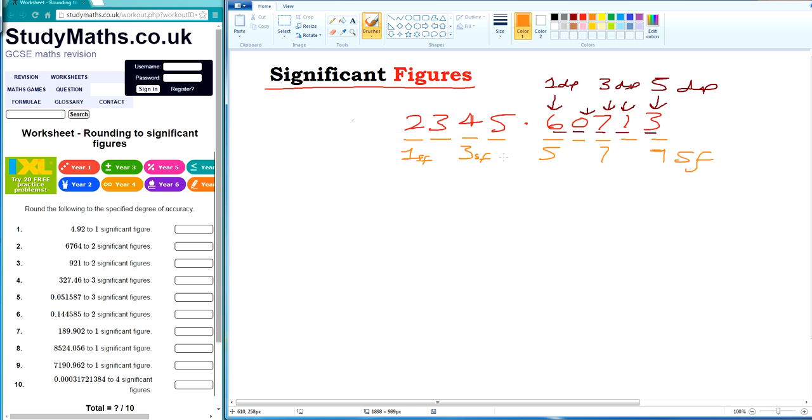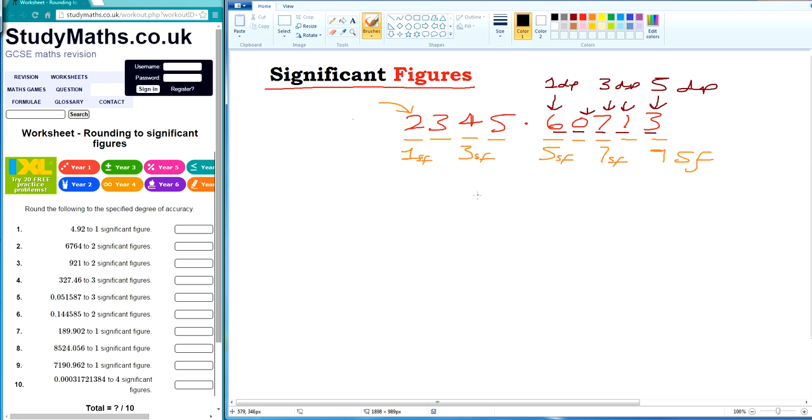Sometimes your decimal places and significant figures can line up, but we don't want to make too much relevance to decimal places at the moment. So in this particular question, the first significant figure is going to be the 2 because it's the first number of significance, first number of any value. It's the first non-zero digit.